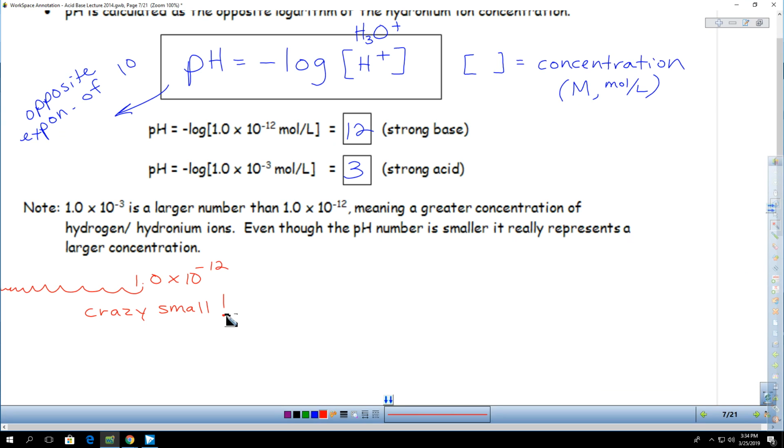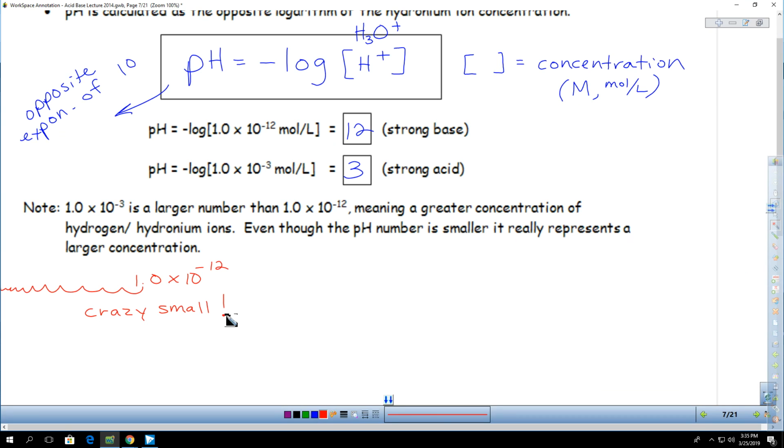Well, we're really talking about a concentration of hydrogen. If it's a base, it's not supposed to have a lot of hydrogen. Bases have a lot of hydroxide, not hydrogen. So the amount of hydrogen in this solution is super, super tiny, so it is not very acidic. And in fact, with a pH of 12, we would call it a base.